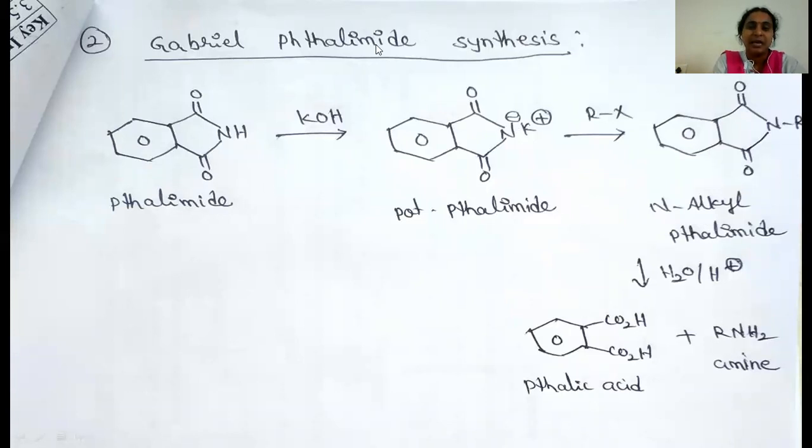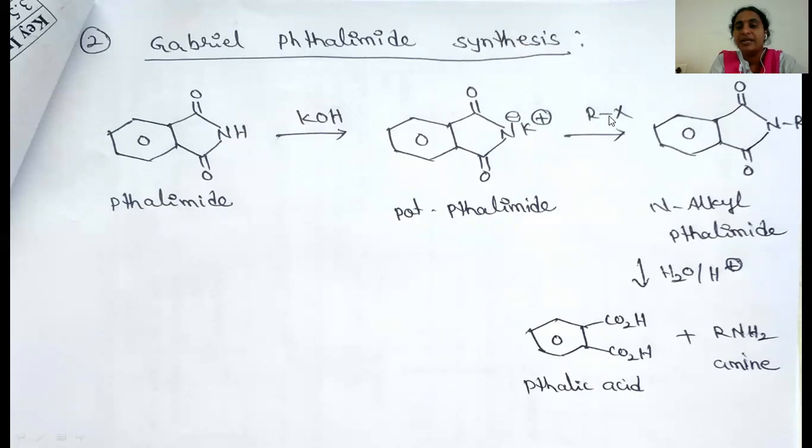In this Gabriel phthalimide synthesis, the reactant is phthalimide. First, when it reacts with potassium hydroxide, which is the base, H plus from here and OH minus from here are liberated as a water molecule, and this H plus is substituted by K plus. Now this compound is called potassium phthalimide.